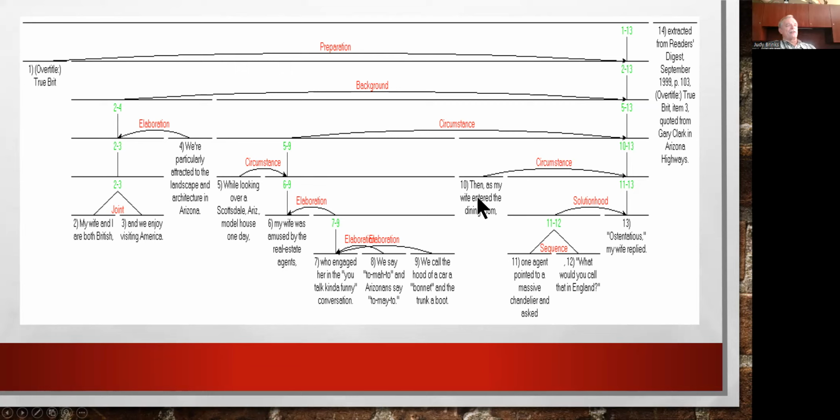Then as my wife entered the dining room, and 2 sequences, one agent pointed to a massive chandelier and asked, what would you call this in England? Ostentatious, my wife replied. Ostentatious, I should reply. So here again, you can see this thing with 13 elementary discourse units are all related to this primary statement of the text.